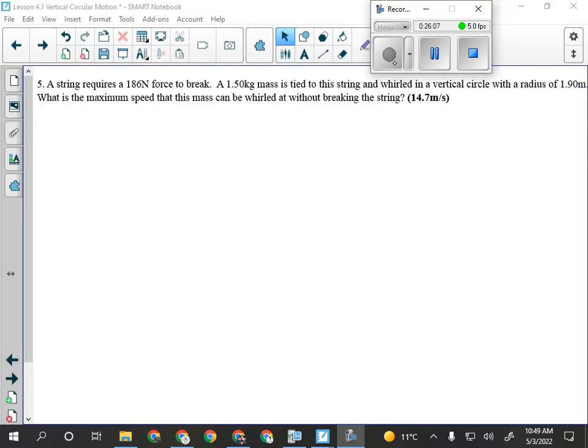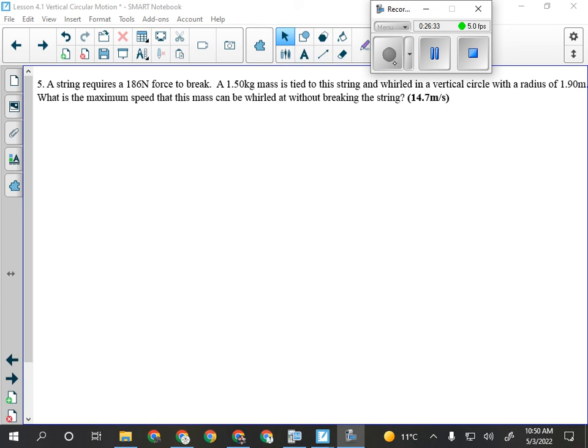So on a question like number 5, basically what we have is something being whirled around on a thin string. Now, where is that string going to have to exert the most force? At the bottom. That's where it's going to break. If it's whirling around, and I keep going faster and faster, it's going to break when it's at its maximum tension. And that maximum tension is 186 newtons.